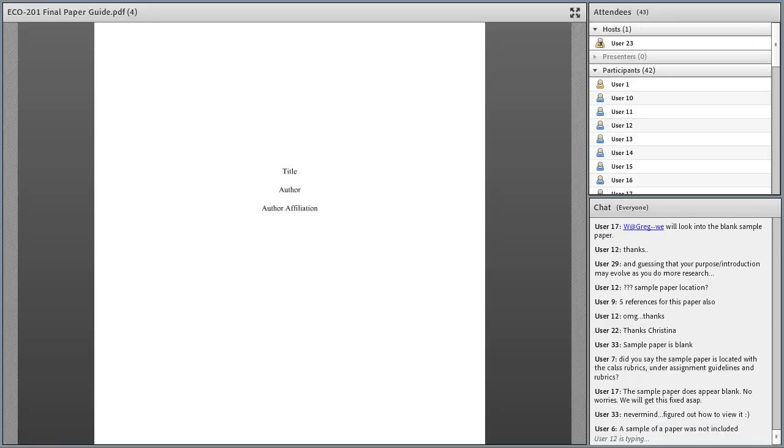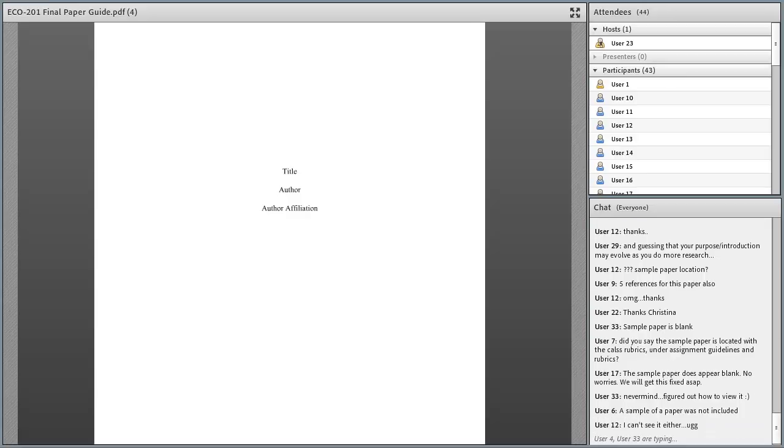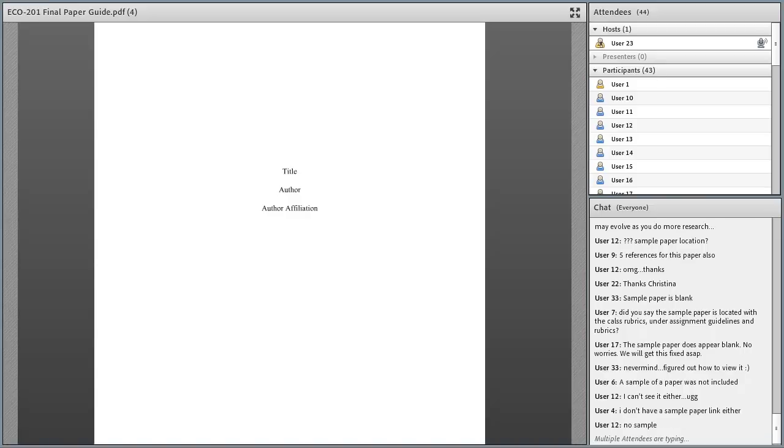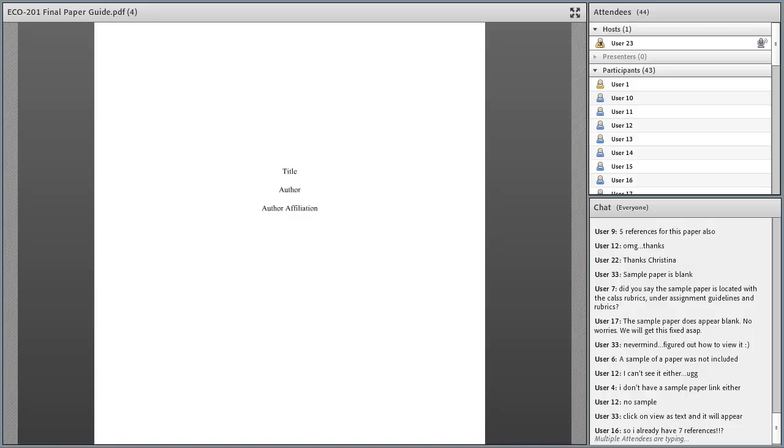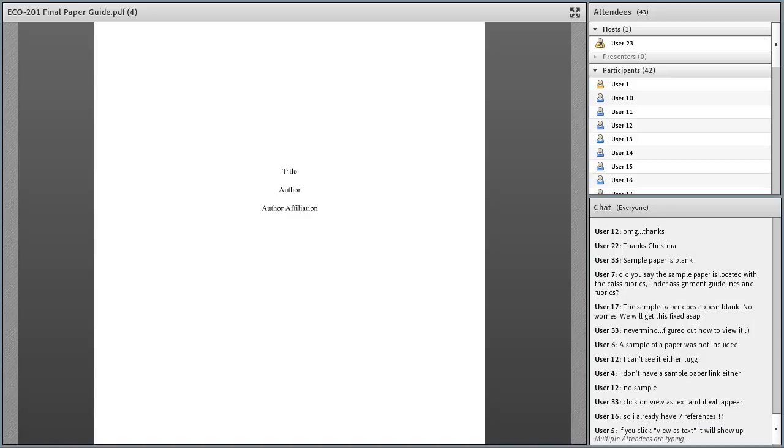The sample paper is blank. Oh, Christina will be on it. She is our dean that takes care of all this, and she can have. So a sample of the paper was not included. Oh, well, the sample of the paper. I'm not teaching a microeconomics class this semester, so I looked on the previous one I taught, and the sample paper was there. But I'm not sure. Can we share files on here that they could download somehow?